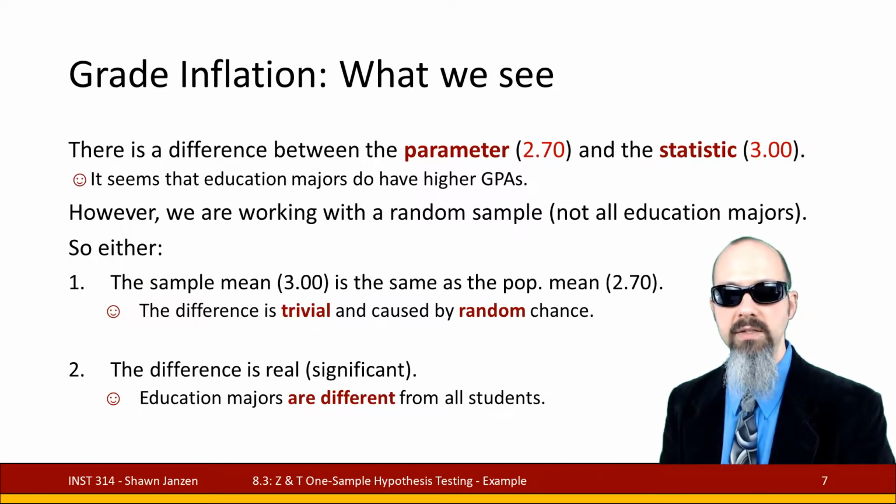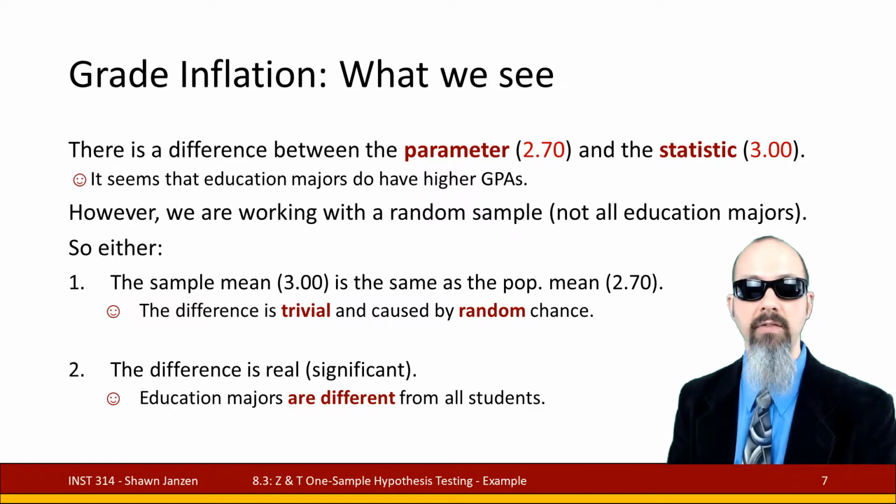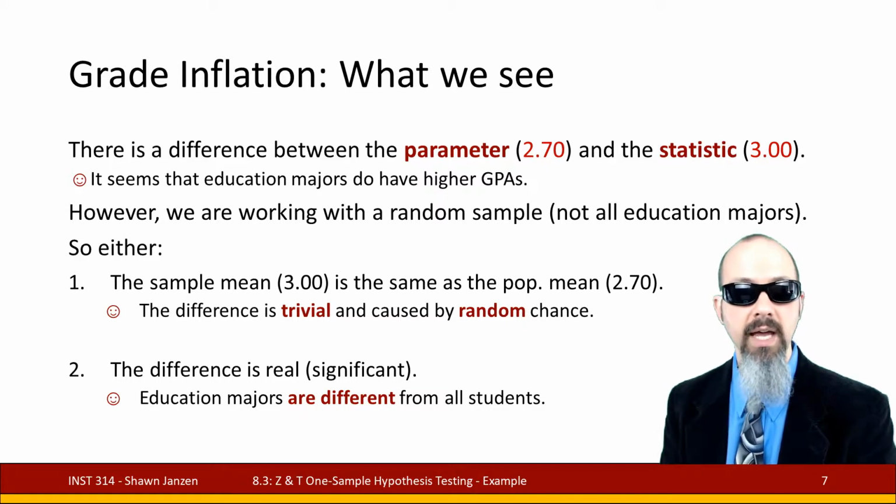Now let's put this into the form of hypotheses, what we're looking at and what we're expecting to see. We want to see if there's a difference between the parameter 2.70 and the sample statistic 3.00. It looks like, just by the numbers, that education majors do have higher GPAs, but this is just a sample and might not be representative of all education majors. So either the sample mean, 3.00, is actually the same as the population, 2.70, and the difference we're seeing is trivial and just due to random chance alone, or the difference we're seeing is significant and real, that education majors are indeed different from all other students at the university.